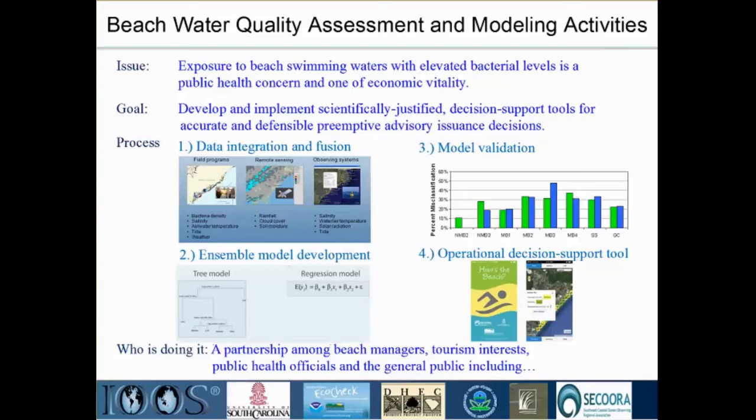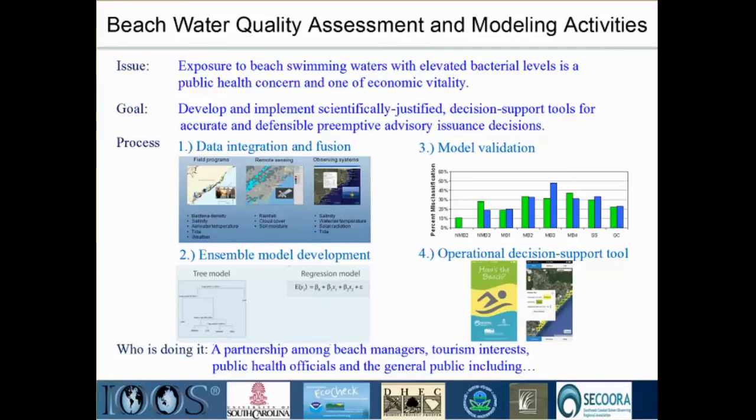The student who was involved with this was okay with that process until she had her first child. And she realized pretty quickly that she did not want her daughter or anyone else to be exposed to bacterial-laden waters when they were at the beach swimming. And so that's when we began to look at what data were available to see if we could develop preemptive models that would tell us when we're going to have water quality concerns.